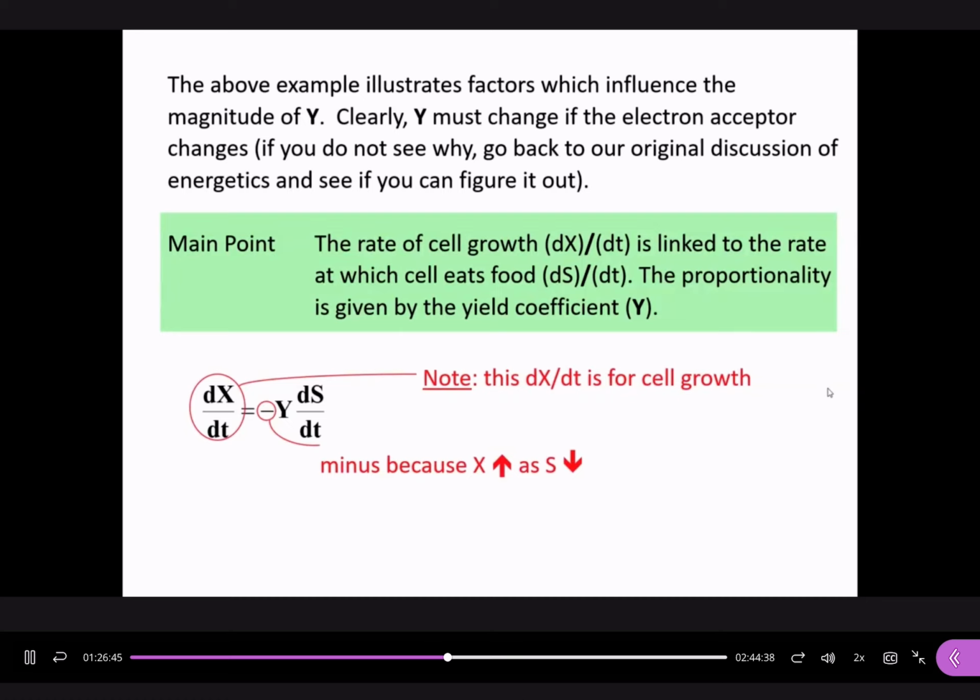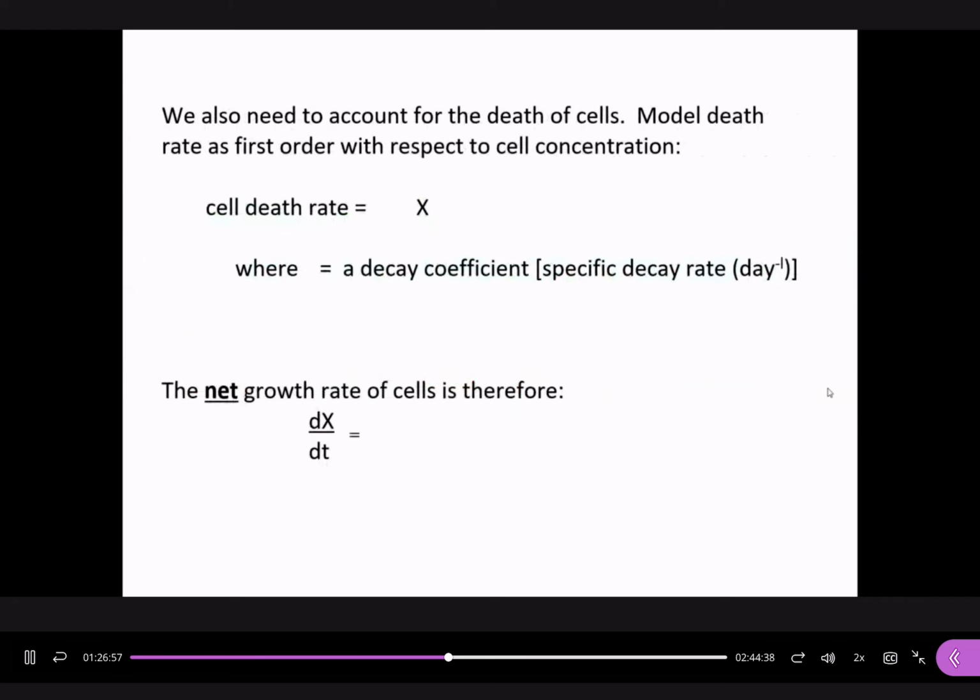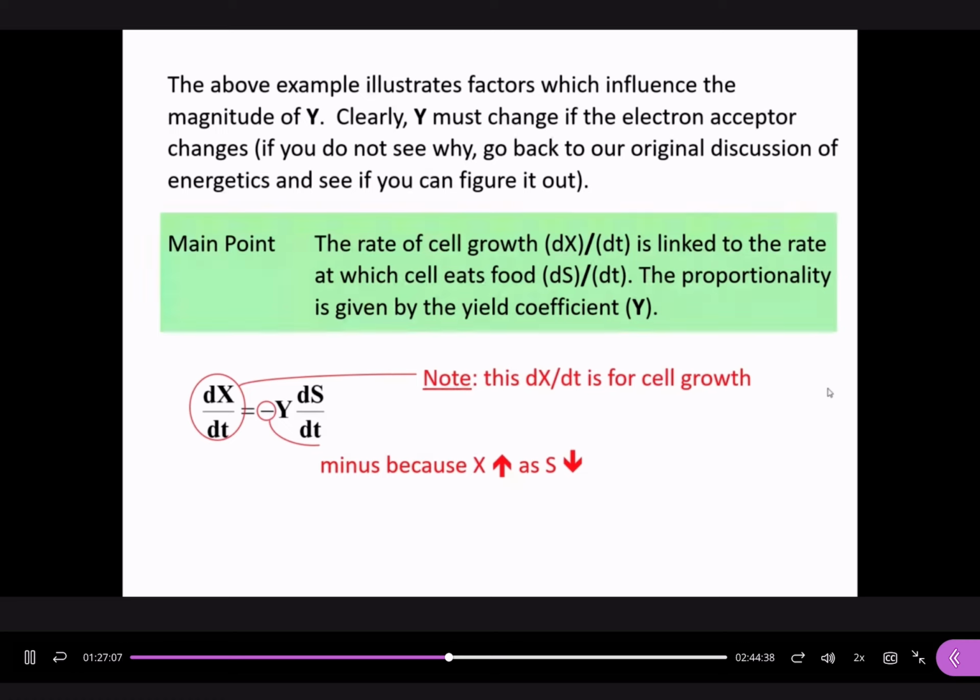Okay. So this is the definition of yield, and this will be useful. And what we get is the first term. Remember, we want to write an equation on cells in the tank, microorganisms in the treatment tank. So this term describes the growth of cells in the tank: dx over dt equals Y times minus ds over dt. So this term is growth.